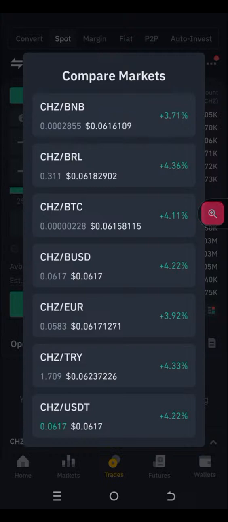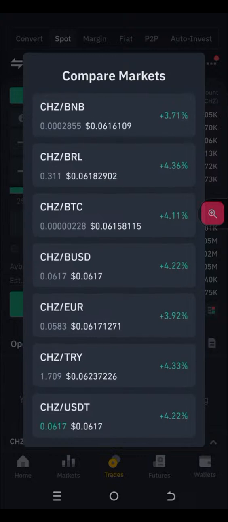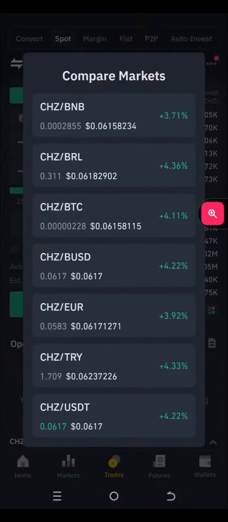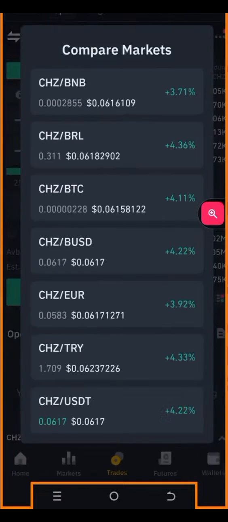Looking at this, which one is the cheapest price? You have to look for what is the cheapest price. We can see that it looks like BTC 0.0615. We have 0.0618 as BRL. We have 0.0616 as BNB. Then where's the USDT? USDT is 0.0617. Let me show you that. 0.0617. Let's look at that. So which one will I go for?